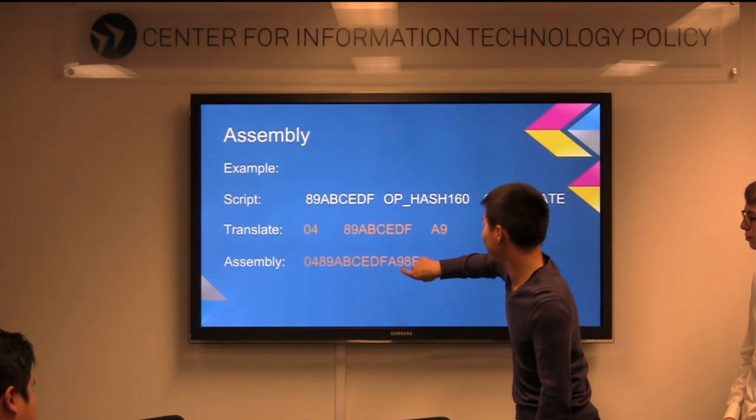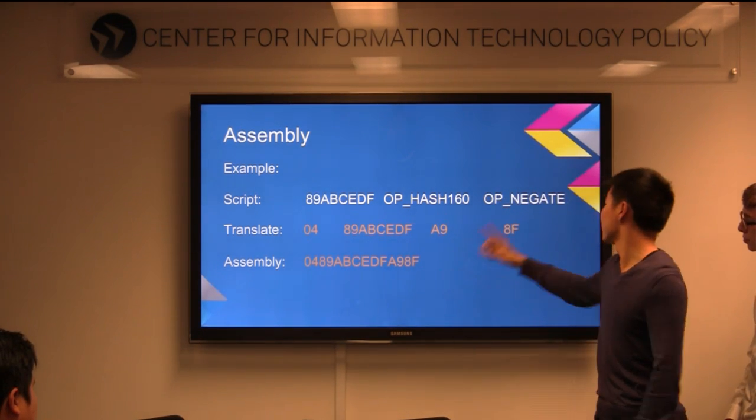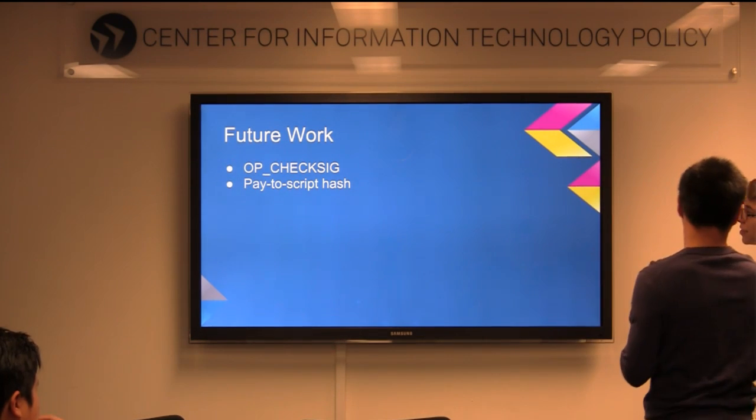And then the next one is A9, which is a hash 160, and then 8F, which is negate. So that's how it works. And Yotam is going to talk about future work.